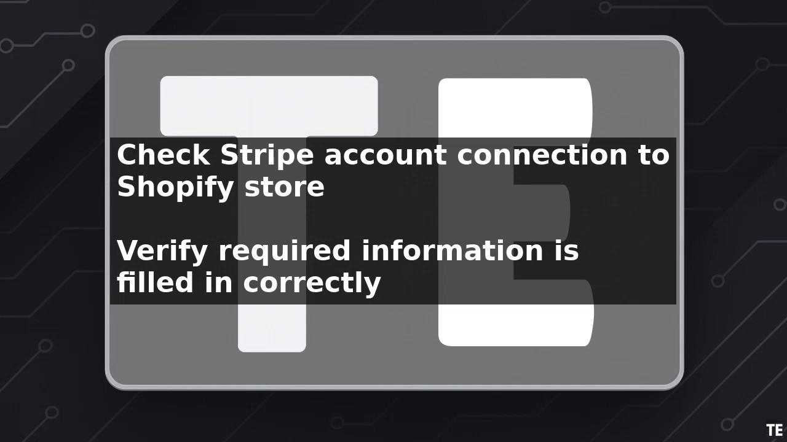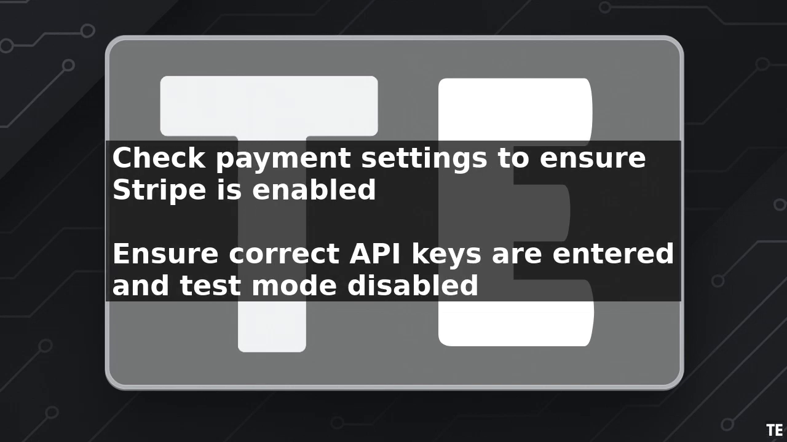Next, check your payment settings to ensure that Stripe is enabled as a payment method. Make sure that the correct API keys are entered and that the test mode is disabled. If you are using a third-party app to manage your Stripe payments, check the app settings to ensure that it is configured correctly.